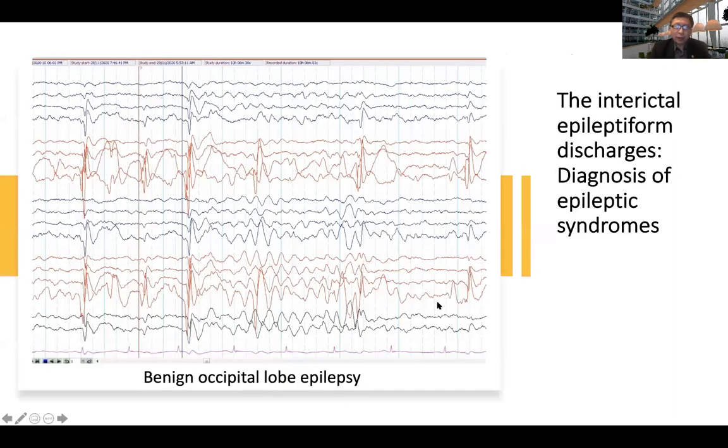So, an example of how we use the EEG interictal epileptic discharge in the diagnosis of epileptic syndrome. This is a young boy who has clinical seizures, and the EEG shows paroxysmal ictal spike waves on the occipital area, and this boy has benign occipital epilepsy.